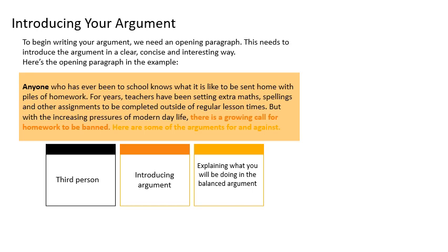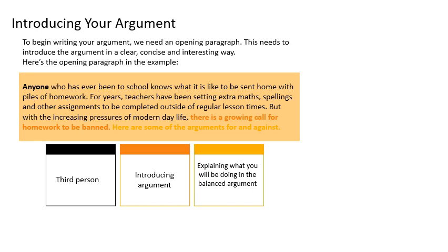You can see here the colour coding in black and bold at the start there, third person statement, anyone. It's not that I have been to school, it's not that you have been to school, but anyone. It includes all possible readers. Towards the end of the paragraph, we have an orange statement which introduces the main argument. There is growing call for homework to be banned. Remember, that was the question, should homework be banned? So we've introduced the idea of the argument here.